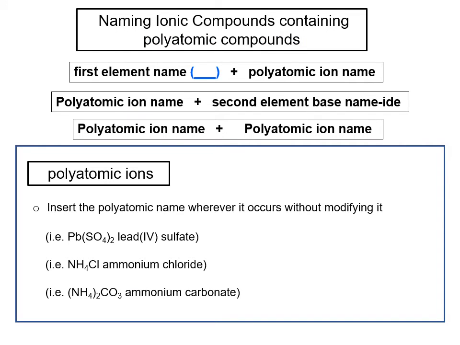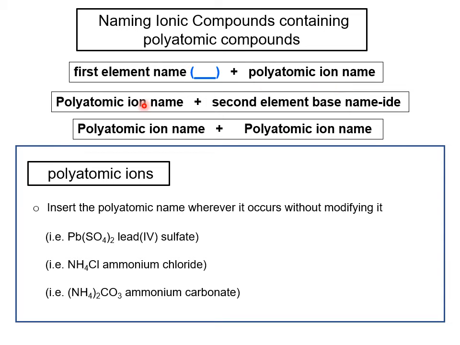And then for naming ionic compounds that contain polyatomic ions in them, it's the same rule, really, except wherever the polyatomic ion occurs, you put the name of that polyatomic ion without modifying it. So we can have either a type 1 or a type 2 metal bound to a polyatomic ion. So same rule applies for naming it. And then we just put the name of the polyatomic ion. So where the polyatomic ion occurs, we would not add the ending IDE to it.